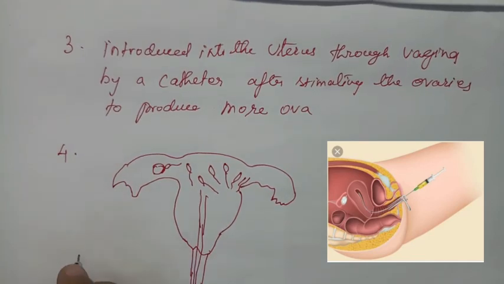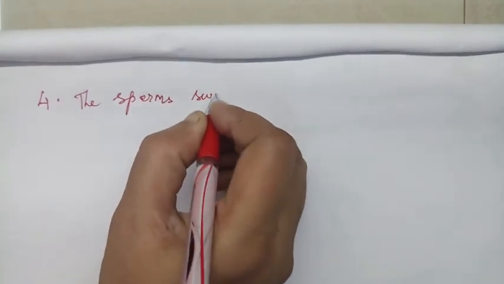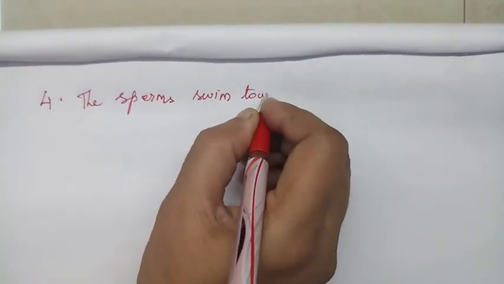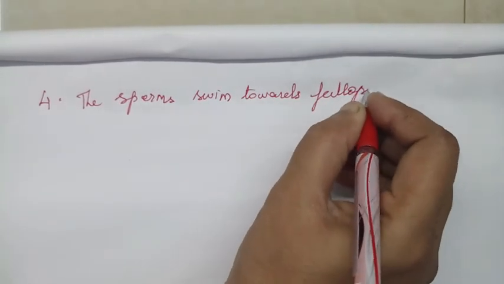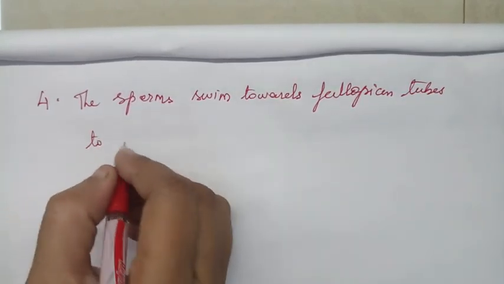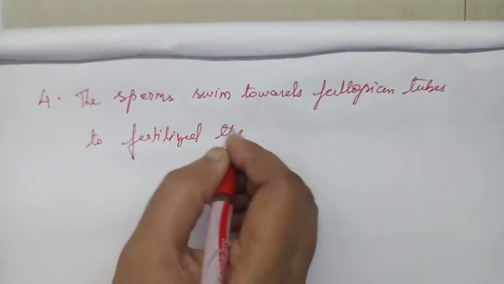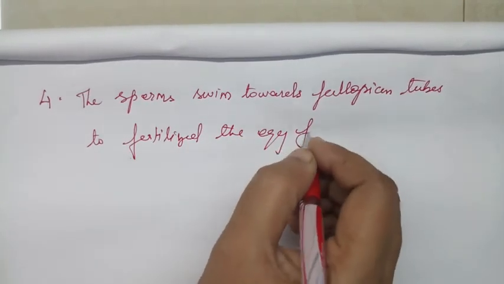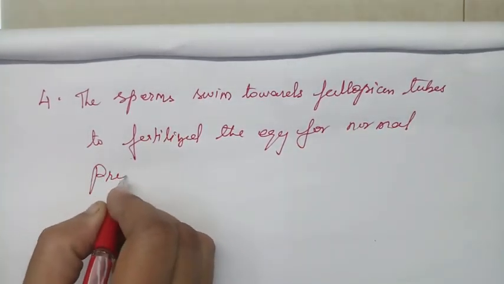Fourth step is the sperms swim towards the fallopian tube to fertilize the egg for normal pregnancy.